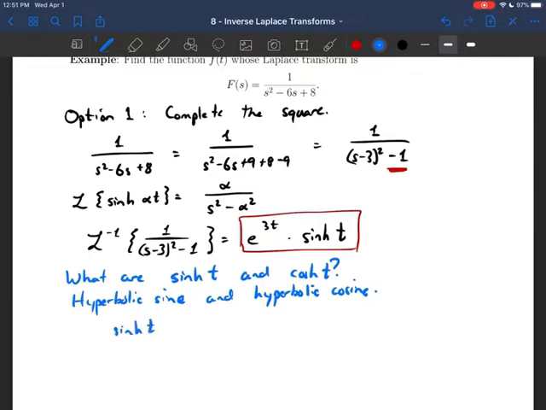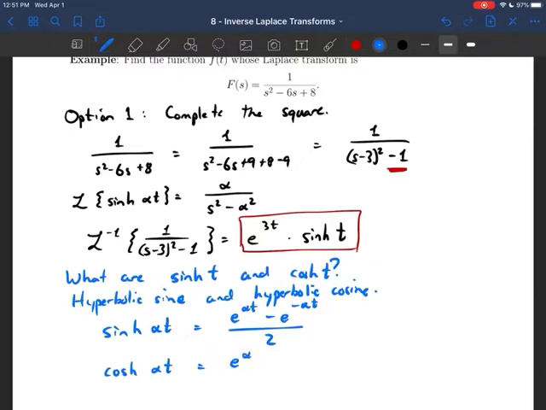And by definition, they're not sines and cosines. They are these things. So the hyperbolic sine, well, let's make it a little more general. The hyperbolic sine of alpha t is equal to e to the alpha t minus e to the minus alpha t over 2.